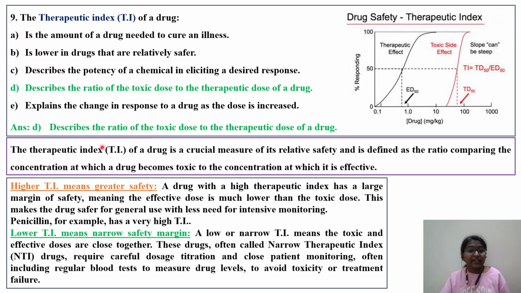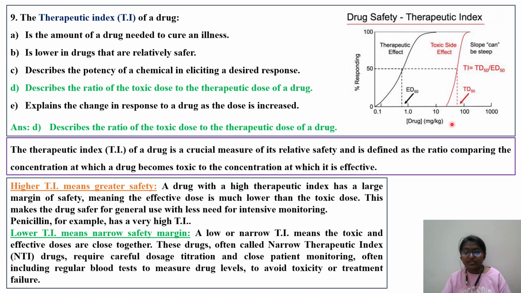Then let's see the definition. The therapeutic index of a drug is a crucial measure of its relative safety, defined as a ratio comparing the concentration at which a drug becomes toxic to the concentration at which it is effective. That's why it is toxic dose 50 over effective dose 50. You also have to learn about the types of dose response curve, how steep your dose response curve is, which is also very important. This is the therapeutic effect, this is the toxic one, and the distance between these two dose response curves is your margin of safety.